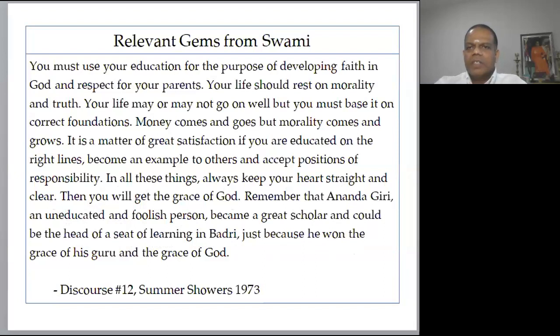So this is the discourse of Swami from 1973, explaining the verse which Adi Shankara has given. So I will stop here. If there are any questions, we can discuss.